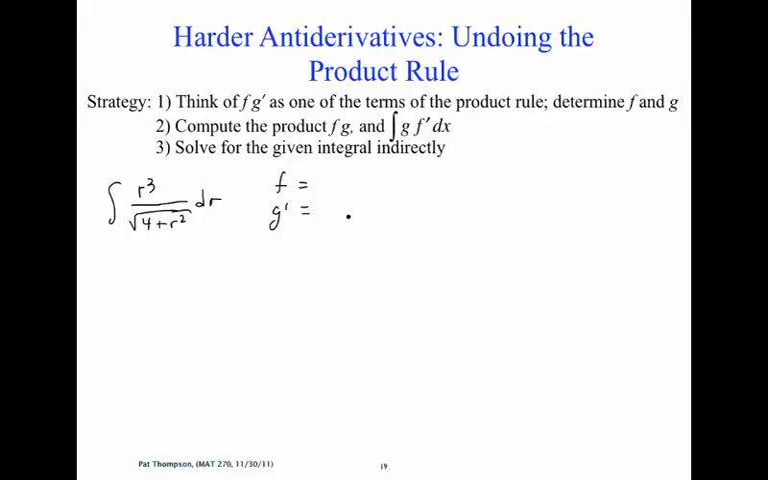Okay, so which one will get easier if we take the derivative of it? Obviously r cubed, so we've got r cubed. And then this one, we've got 1 over r squared. So we can take the derivative of f, we get 3r squared. And what do we need? We need to be able to, quick and dirty, do the antiderivative of this, 1 over square root of 4 plus r squared. So we need, without some kind of major work and technique, to get an antiderivative. What do we think?